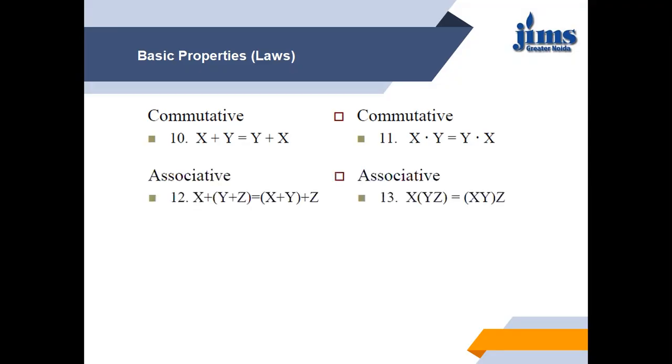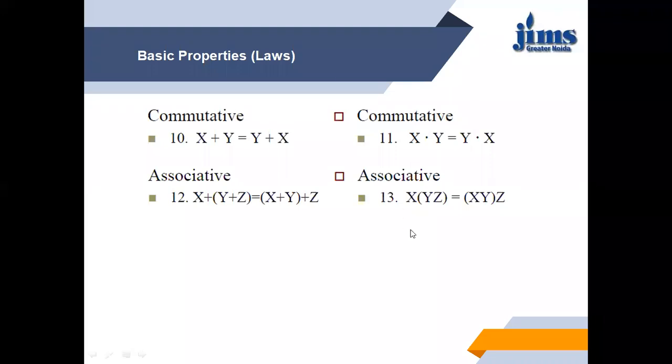Then the associative property: x OR (y OR z) equals (x OR y) OR z. On the left hand side, we first OR y and z, then the result is ORed with x. On the right hand side, we first OR x and y, and the result is ORed with z.